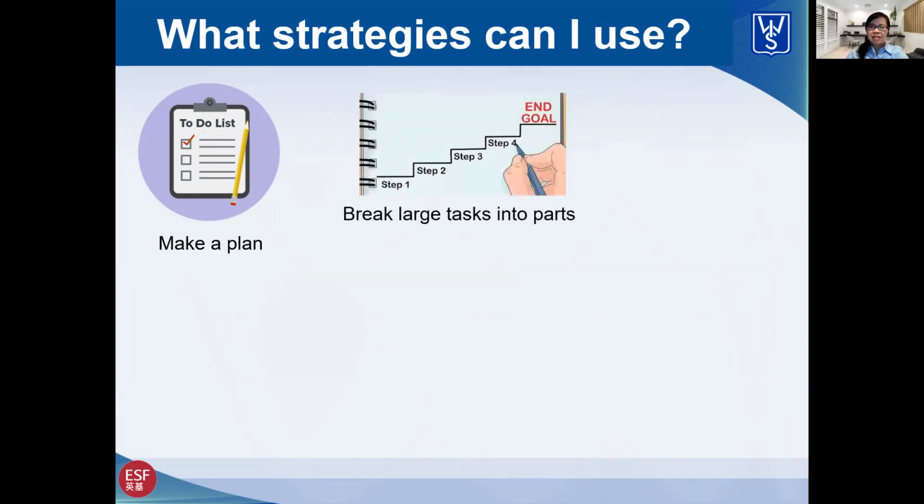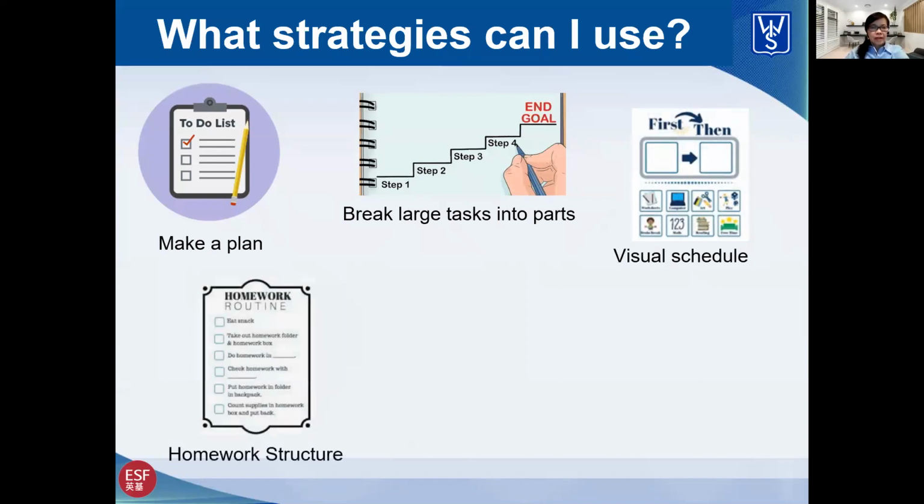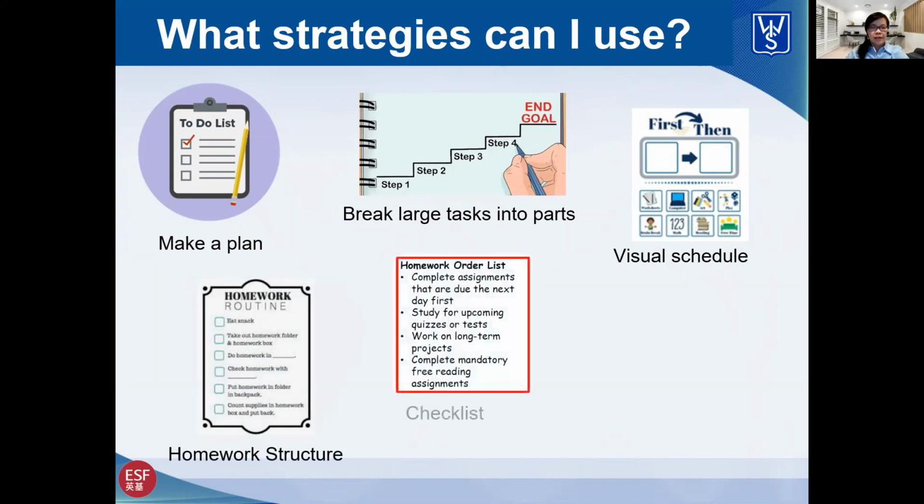Break large tasks into parts, manageable parts, that is, and you can write them out in a list form or write them on post-it notes that can be pulled off and crumpled up after each job is completed. There is a certain sense of achievement to take jobs off or to crumple it off and discard it. Or a visual timetable to help with organizing, thinking, planning visually or pictorially. Here are a couple of examples: homework structure and checklists.